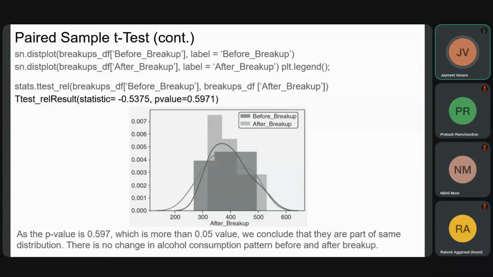If we go by the implementation of the t-test for the paired sample test, we get the value of minus 0.53 and probability value of 0.59. Now, as the probability value is 0.59, which is more than the value of alpha that we take, which is 0.05, we can say that there is no change in the alcohol consumption pattern before and after the breakup.